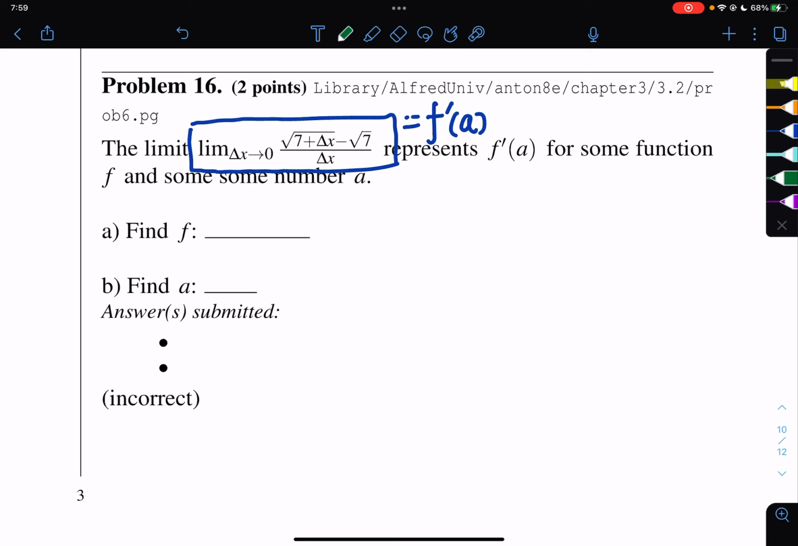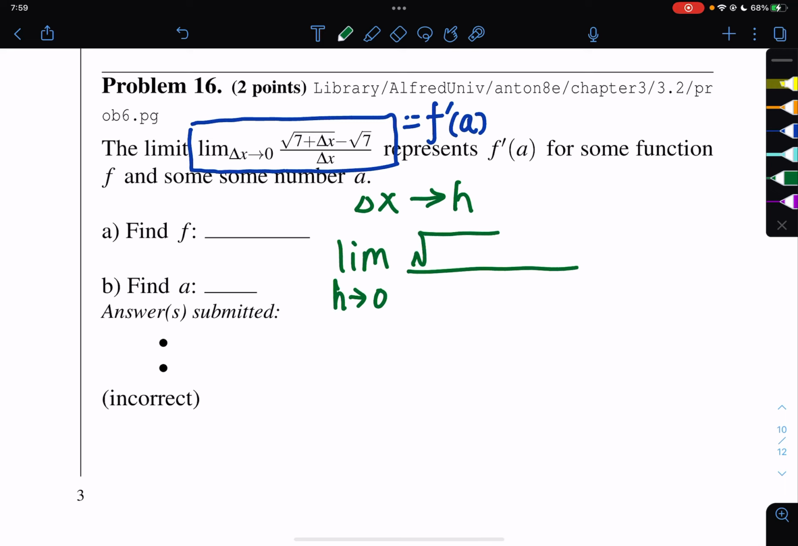I understand the notation itself is a little bit confusing, so we can rephrase this delta x into h. So the problem can be phrased as limit h approaches 0 for square root of 7 plus h minus square root of 7 over h. And hopefully this looks a little bit better.